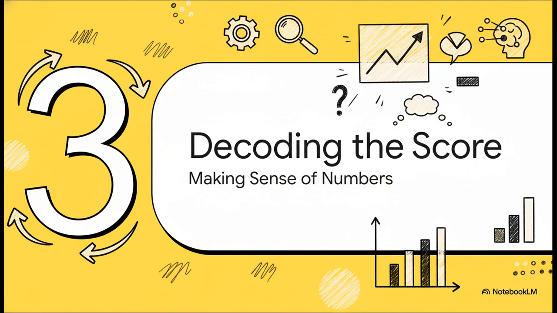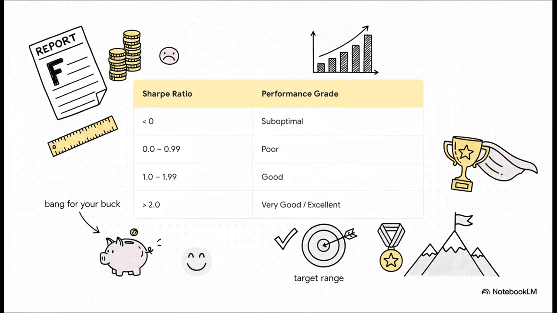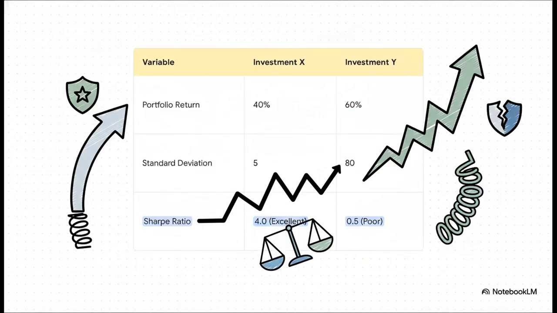Let's get into how to decode the score. Think of it like a report card for your investment. A Sharpe ratio below 1 is generally considered kind of poor. You're just not getting enough bang for your buck. A ratio between 1 and 2, that's good. That's the target for most solid, well-run strategies. Anything above 2 is considered very good. And if you see something above 3, that is truly excellent and, frankly, pretty rare to see over the long haul. So let's go back to our original puzzle.